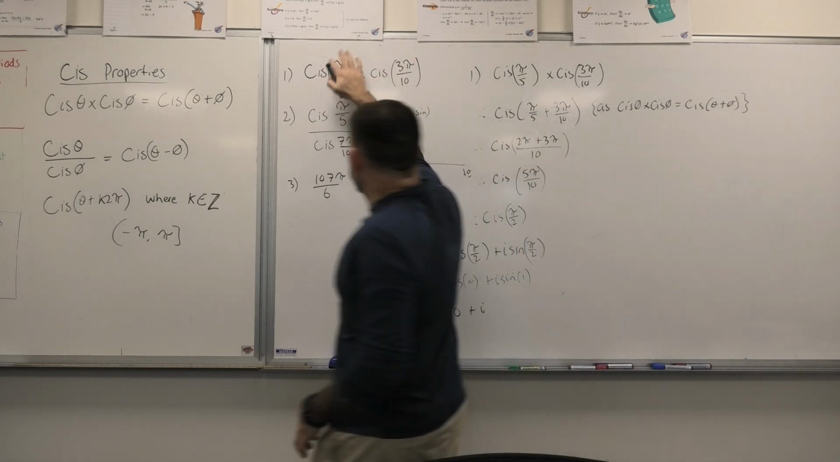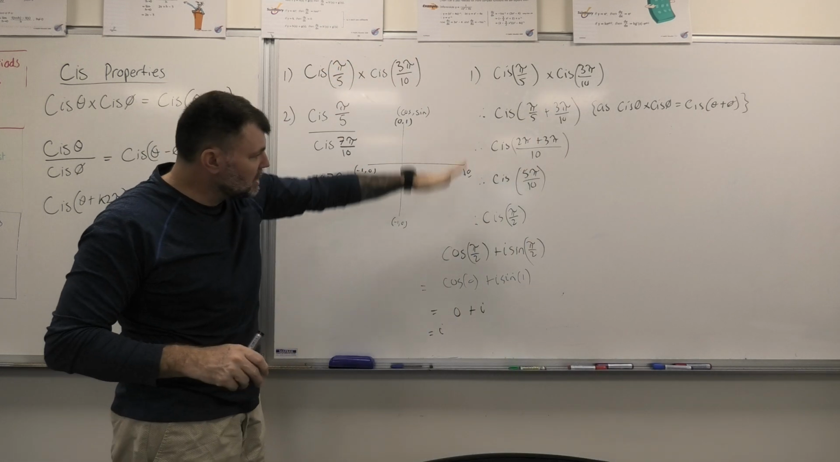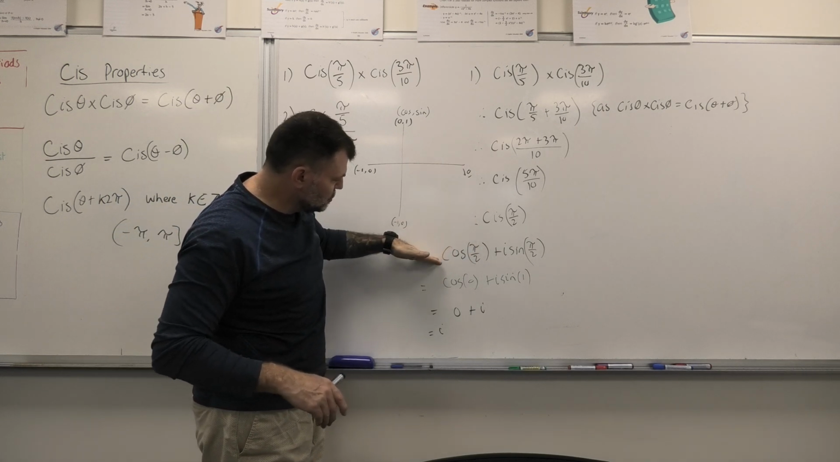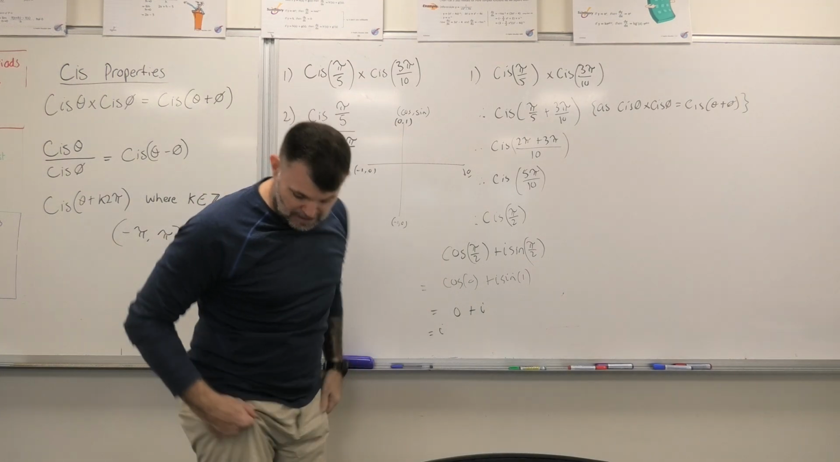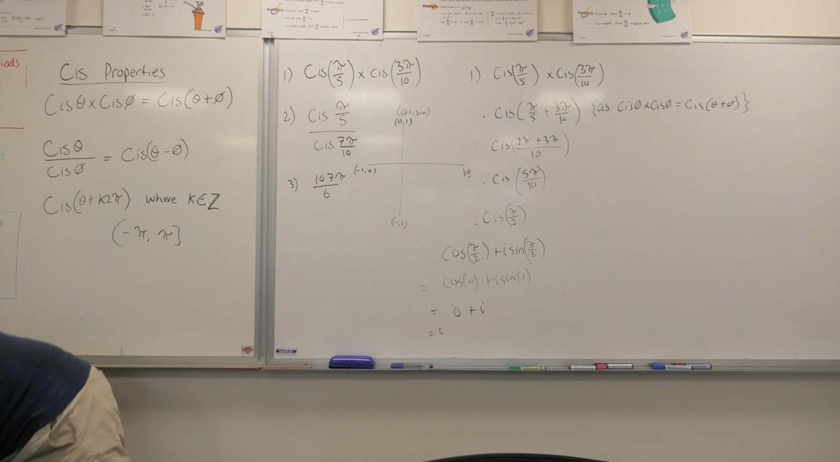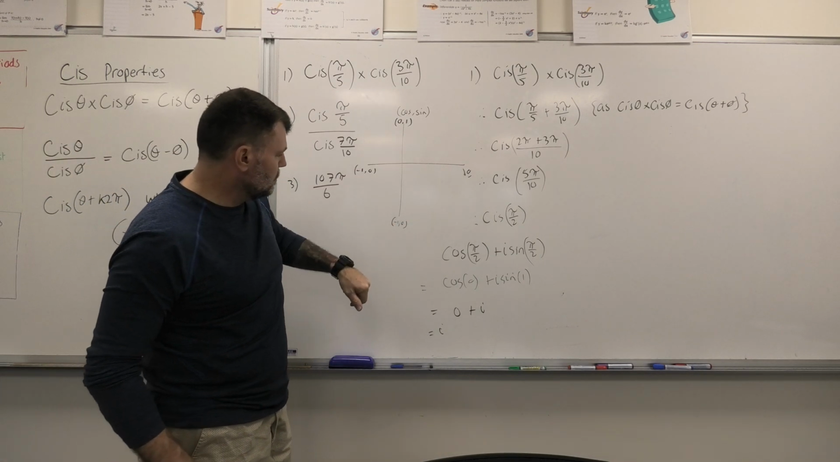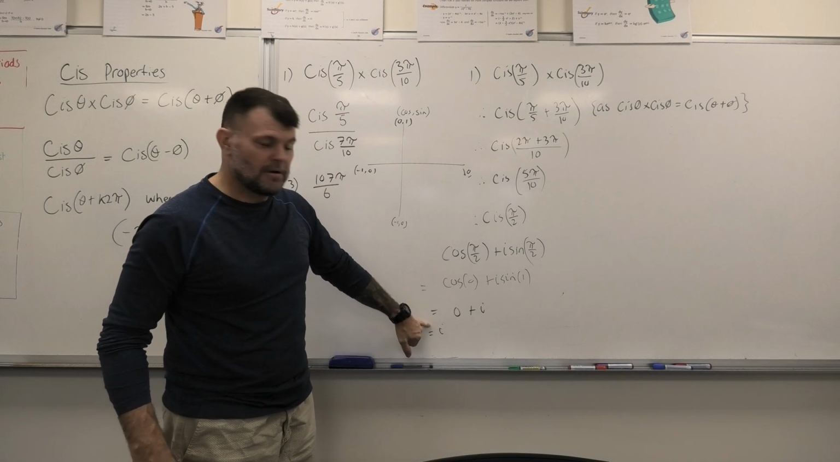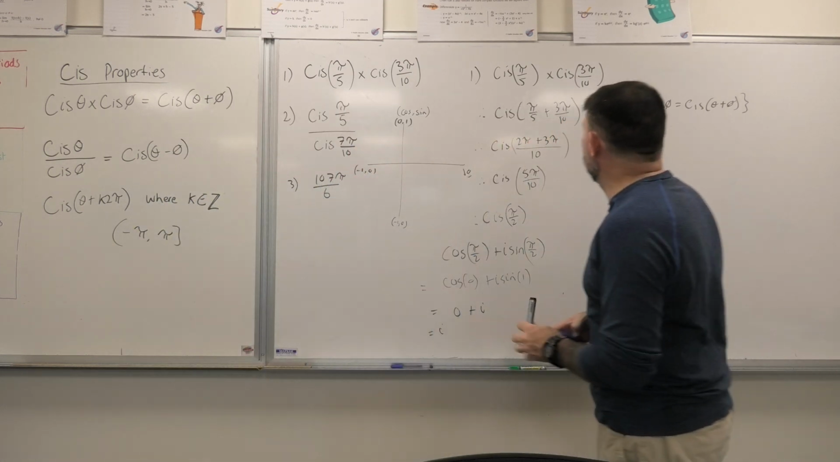So CIS pi on 5 times CIS 3 pi on 10, when we work it out and simplify it, we then put it into the expanded form of CIS, use our understanding of the unit circle in terms of its connection points, plug those in, and we end up with i. All right, let's have a look at the second example now.